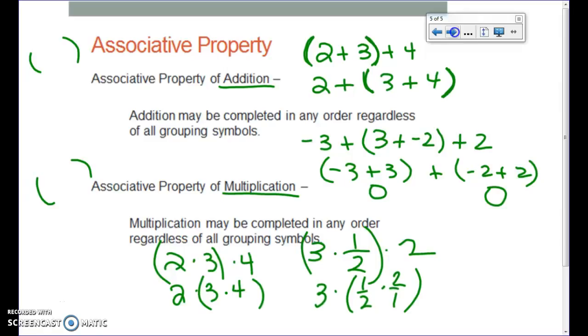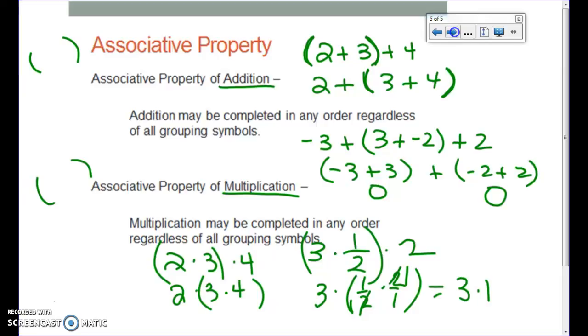Because when I look at it now, taking 3 times 1/2 is kind of difficult, but taking 1/2 times 2 is really easy because I can just cross reduce the fractions. And now all I have is 3 times 1. So again, the associative property is for those people that are really good problem solvers because they know the tricks. And the trick to a lot of the problems that we do as they get more and more complicated is to look for opposites or look for inverses. The associative property allows us to group things differently so that we can solve problems more quickly.